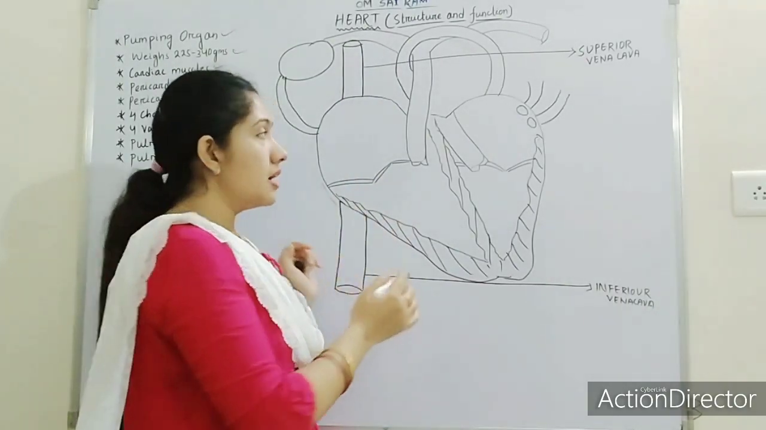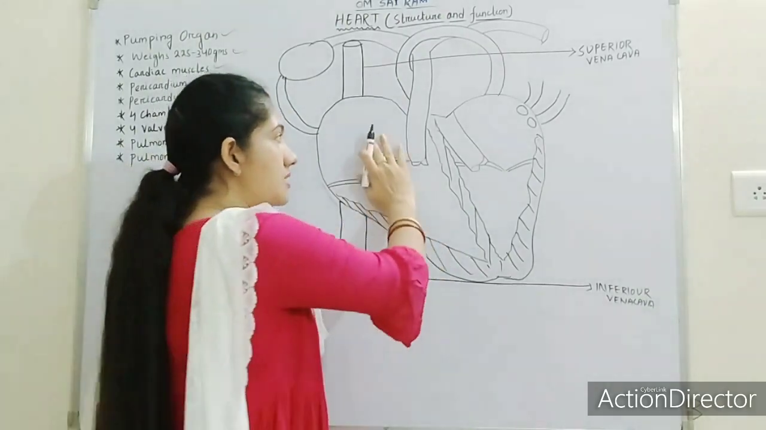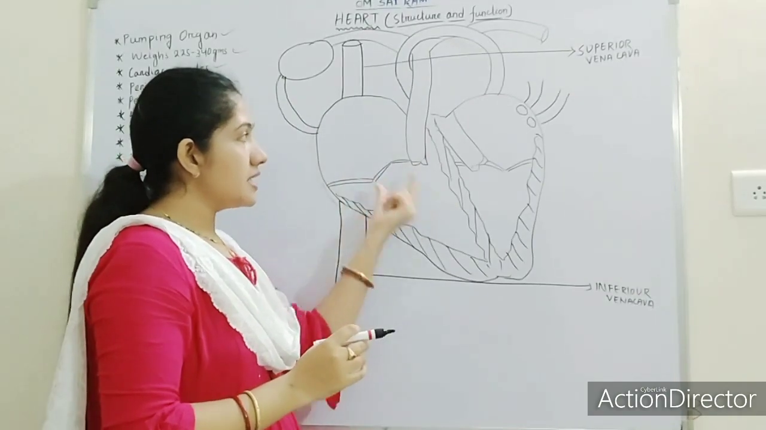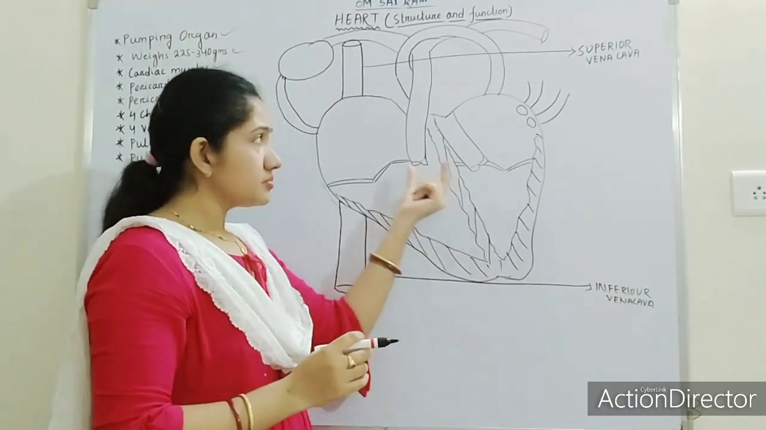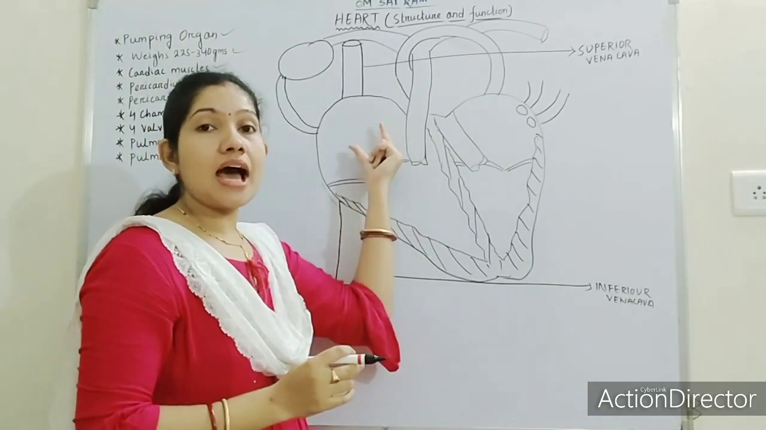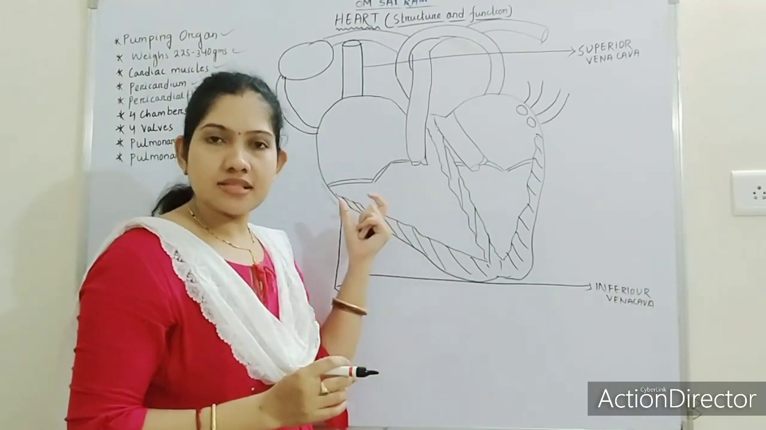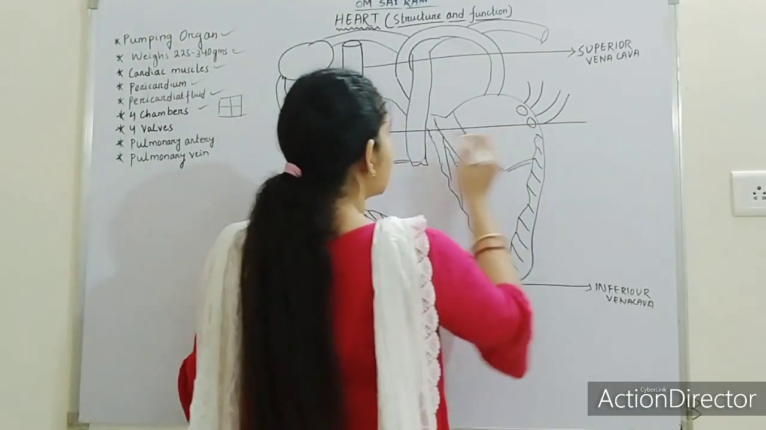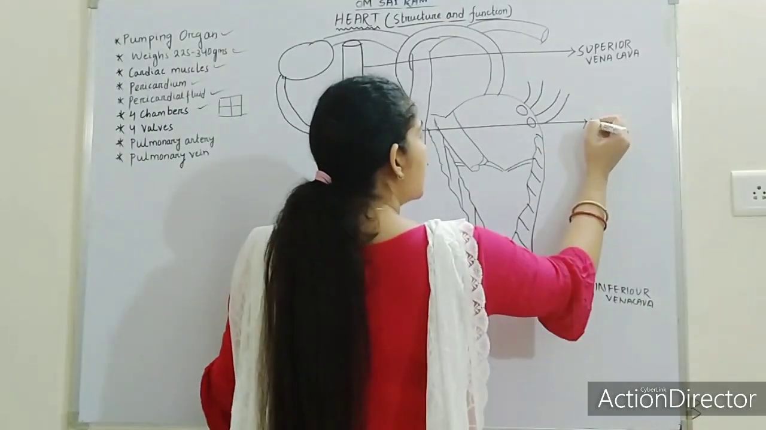As I said, the heart is separated into two halves, right hand side and left hand side. Again, the right hand side has two separations, and the left hand side has two separations. The upper two separations are called auricles, and the lower two chambers are called ventricles. So we can label it. This one is towards the right hand side, so we can write right auricle.